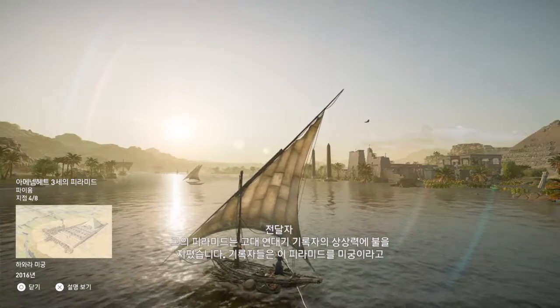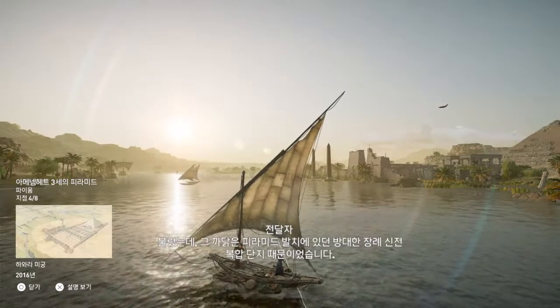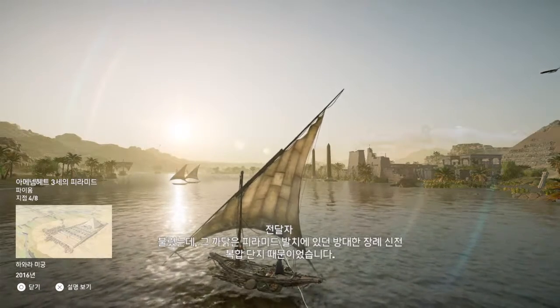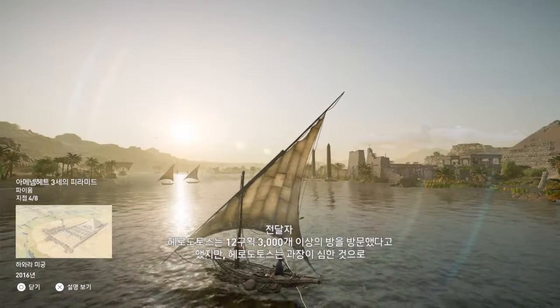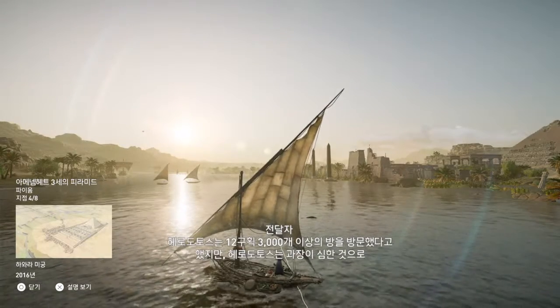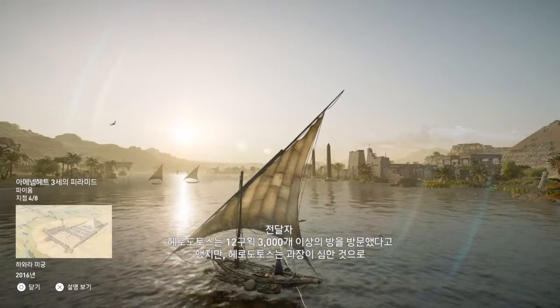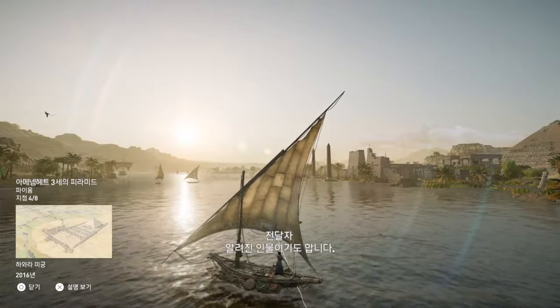They referred to it as the Labyrinth, mostly due to the vast mortuary temple complex at the foot of the pyramid. Herodotus mentioned that he had visited 12 courts and over 3,000 of its chambers. But he was also well known for being prone to hyperbole.